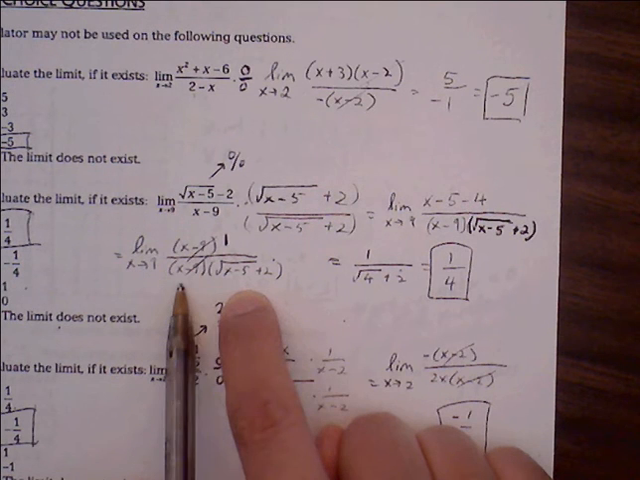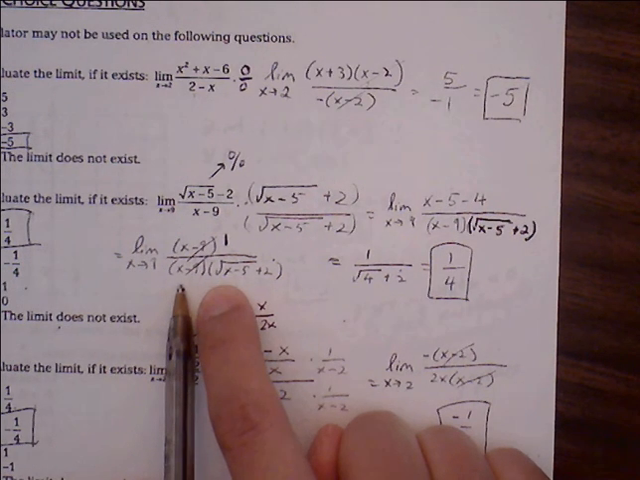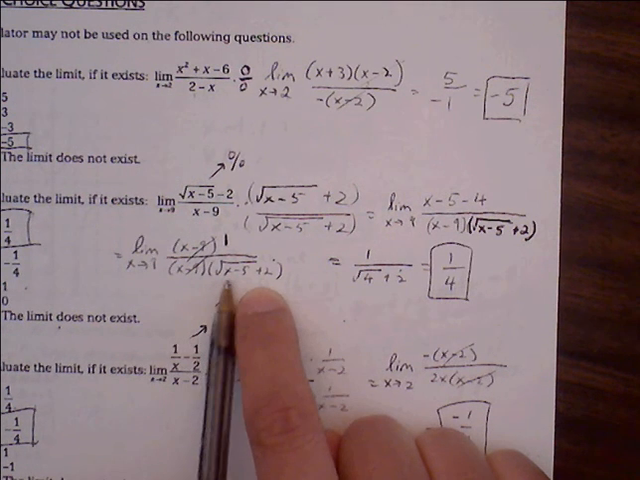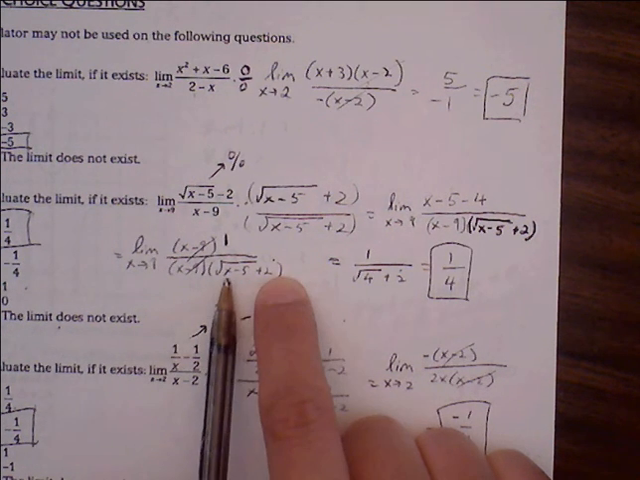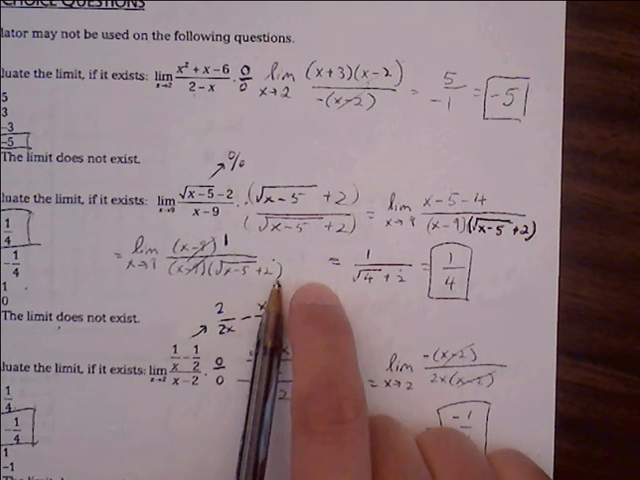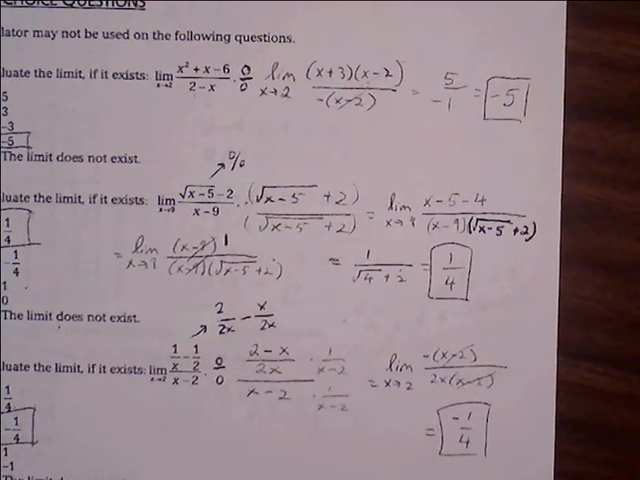Now that the x minus 9 has been canceled out and taken care of, we can reevaluate the expression. Plug 9 into the remaining expression. We get root 9 minus 5, which is 4. Root 4 is 2. 2 plus 2 is 4, so 1 over 4.